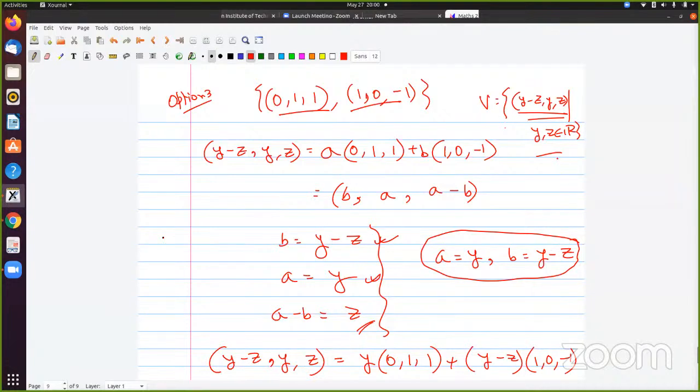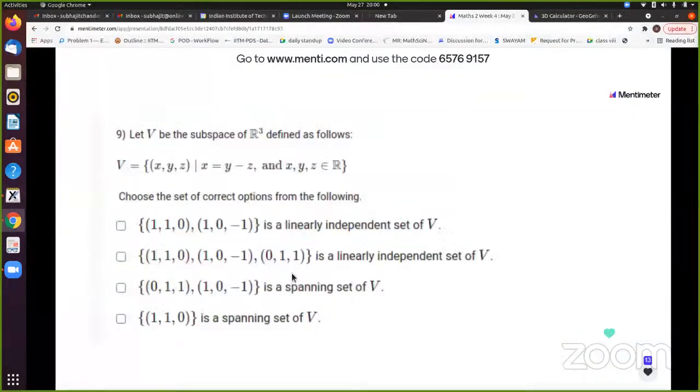Sir, here after calculating the value of A and B, how do we conclude that they are dependent or independent? No, I am not checking dependency or independency here. I am only interested in whether it is a spanning set of V or not. This is the third option I am doing. So I really don't need to know whether these are independent or dependent.